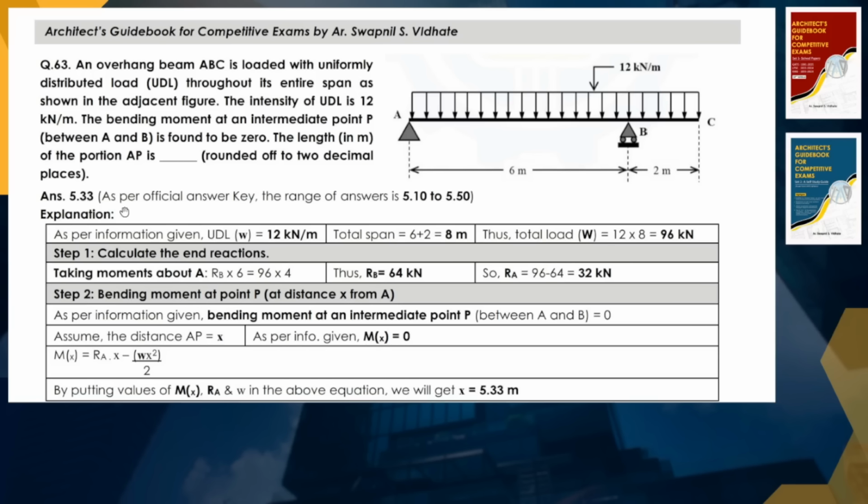As per the official answer key, the range of answer is 5.10 to 5.50. Our answer is in between the range, so it is the correct one. We will get full marks.